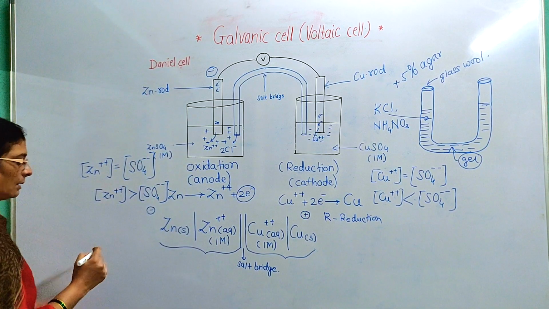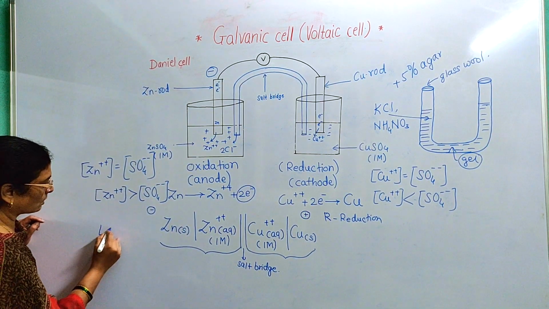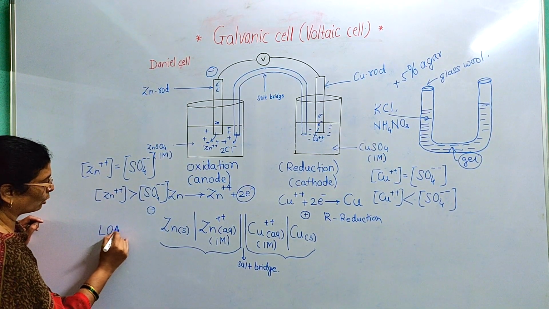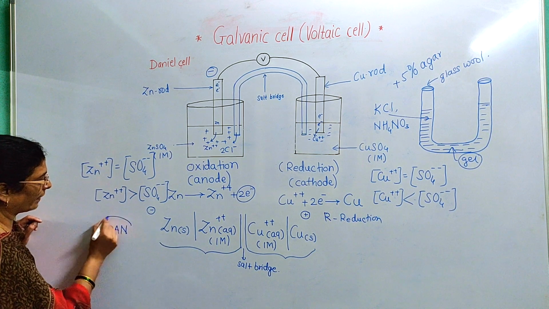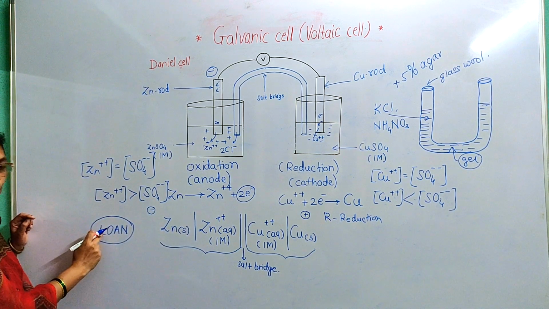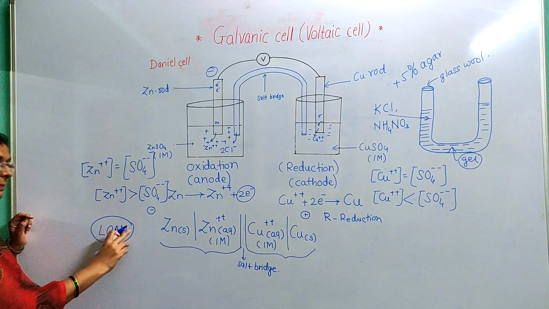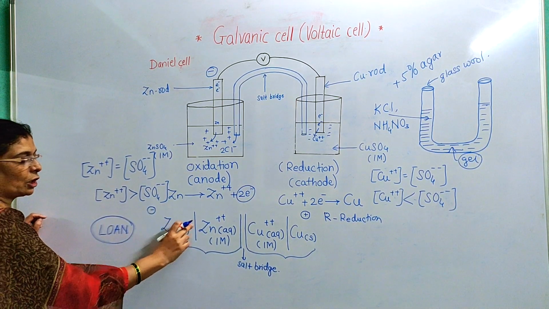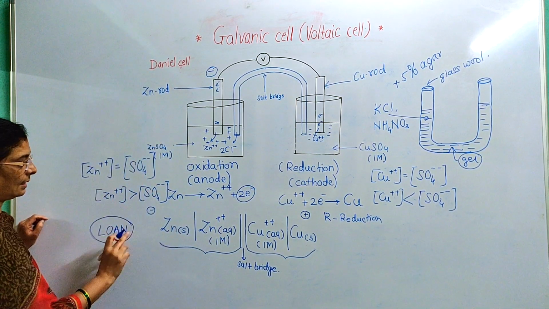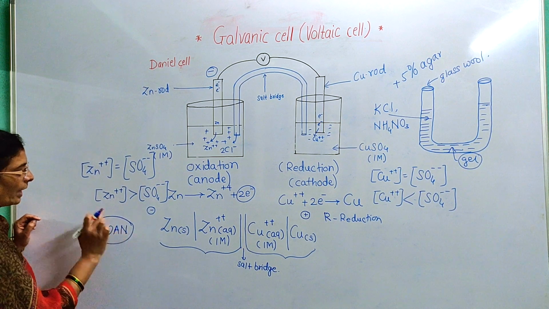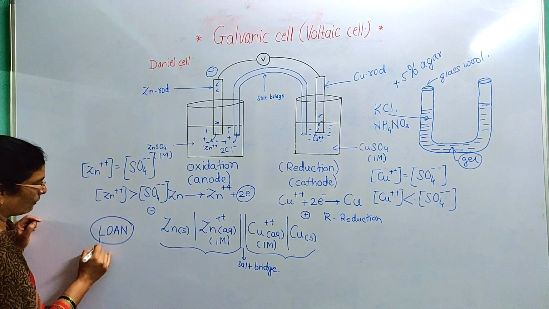Or there is one more notation. Suppose you have to remember this word LOAN, L-O-A-N, for remembering the representation of any galvanic cell. Remember this L-O-A-N. What is L? L for left.